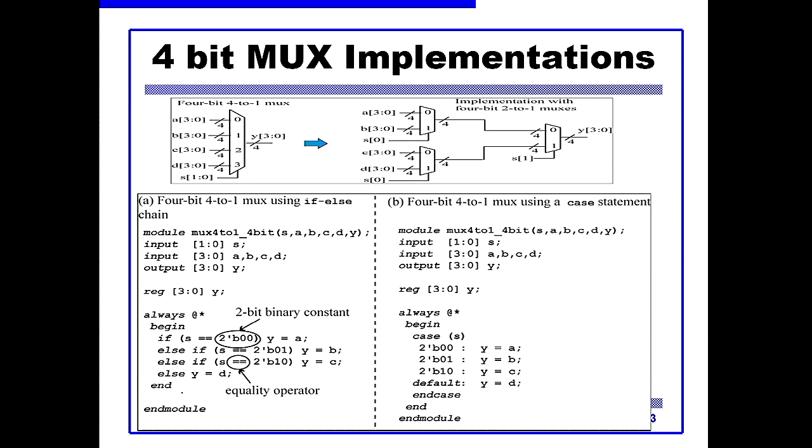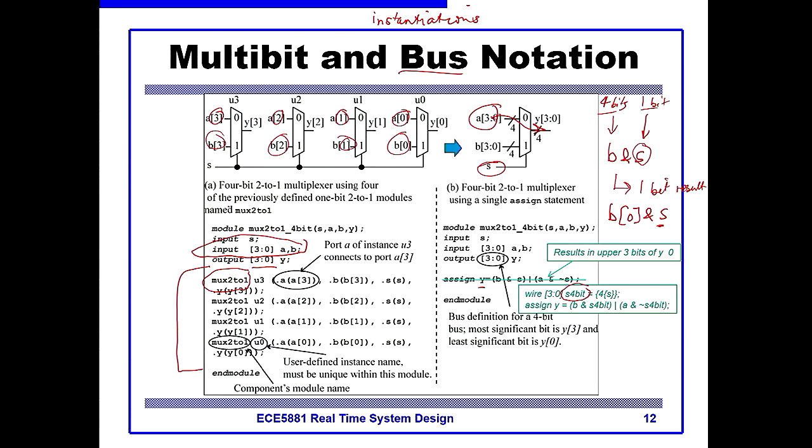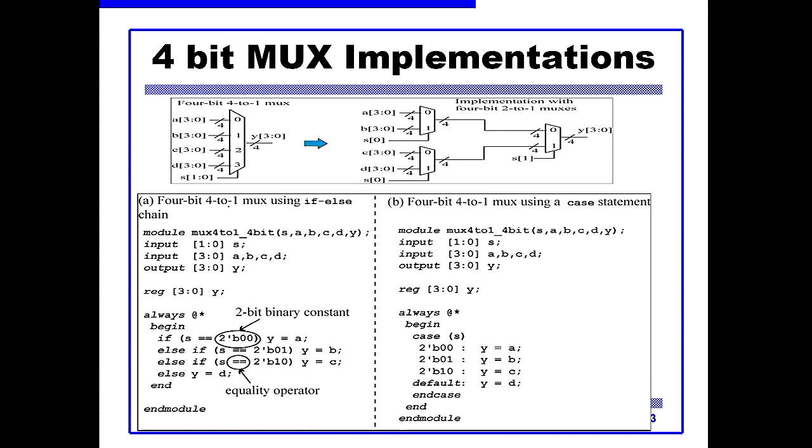Alright, so let's look at other variants. It is interesting to do that because we can use always blocks to do this as well. So we want our 4-bit 4-to-1 multiplexer now implemented in different forms. Okay, so this is a 4-bit 4-to-1 multiplexer, not a 2-to-1 multiplexer.